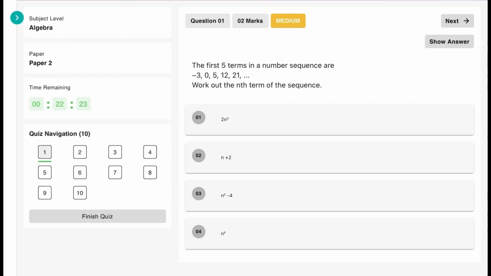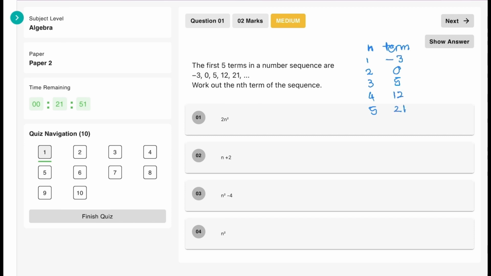Alright, so let's start off by doing a few questions to finish off. We have the first 5 terms here, so we can start by writing the n values as we saw in the notes. So n is 1, 2, 3, and we have the terms which are negative 3, 0 and 5. Okay, let's take 4 and 5 as well. So this will be 12 and 21.